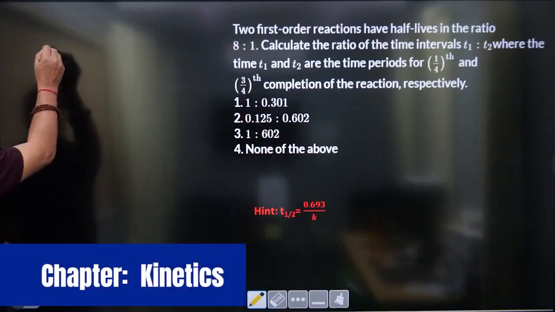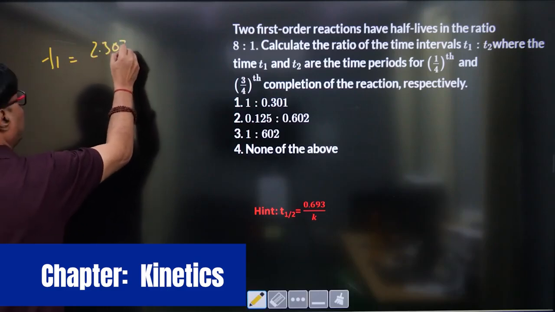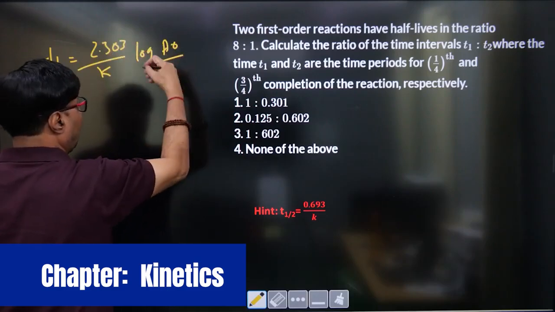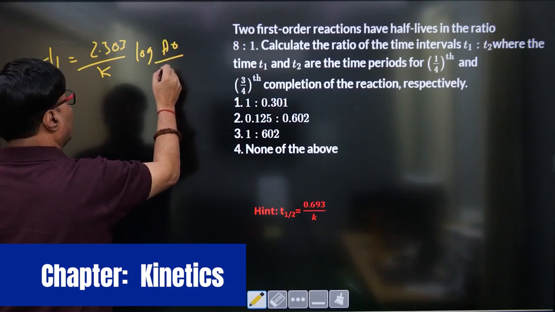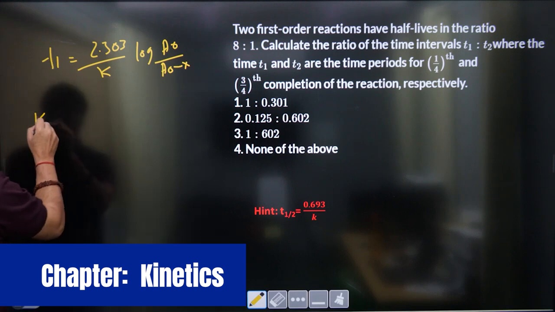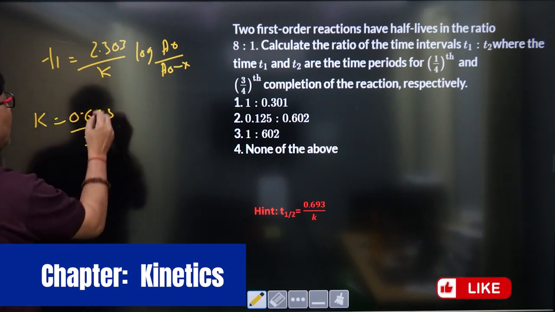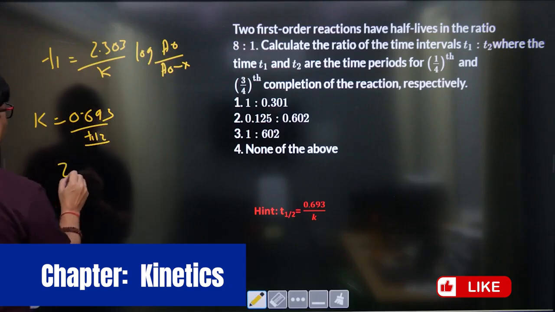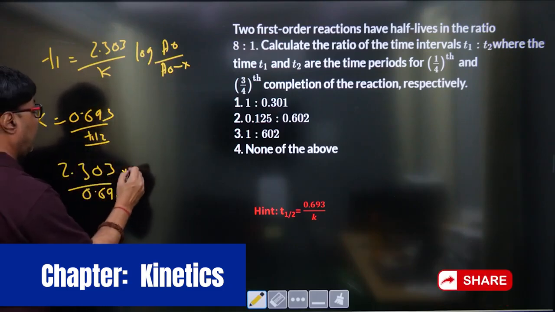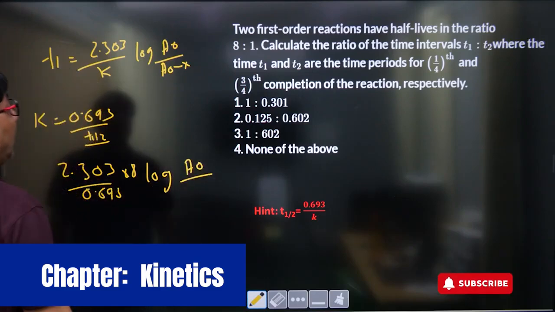In this case, the first part is t1 equals 2.303 divided by K, log of the initial concentration divided by the concentration that has been left, so we can say A0 minus x. Now we know that K is equal to 0.693 by t half. We will put it here itself. So it's 2.303 divided by 0.693 multiplied by 8, log of the initial concentration A0, and what is left?